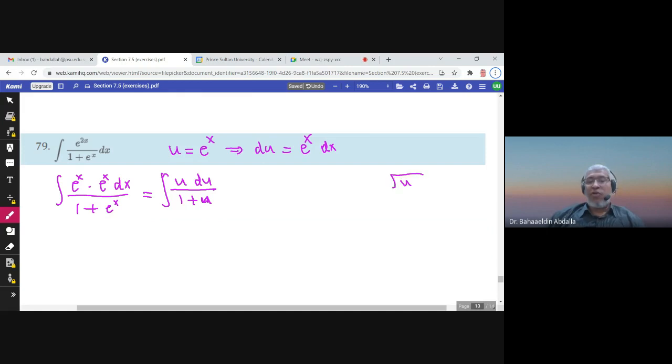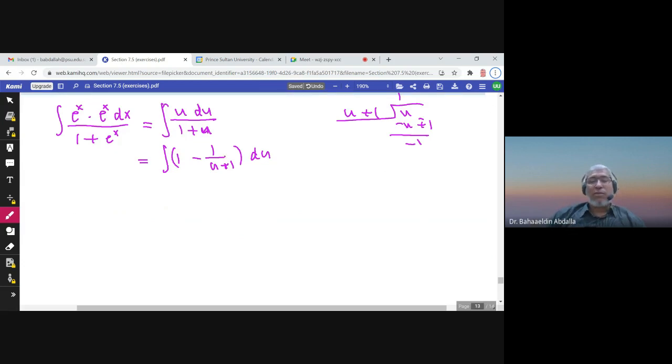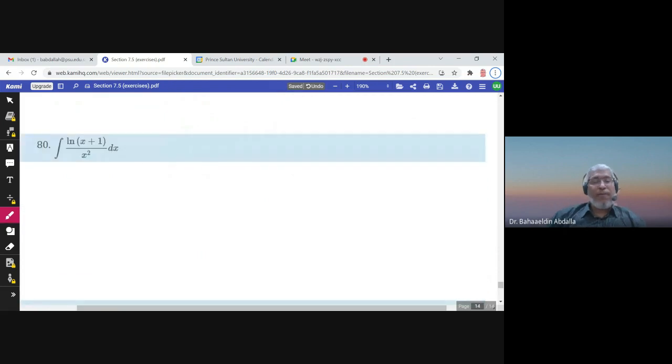So u over u plus 1, 1 times u plus 1. So I have minus 1. So it would be integral 1 minus 1 over u plus 1 du. So it is u minus ln of u plus 1 plus c. And please replace u by e to the power x.